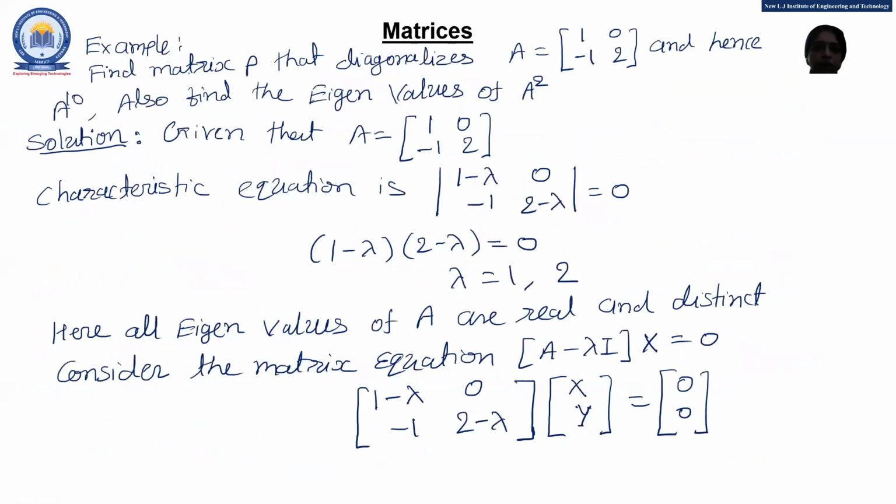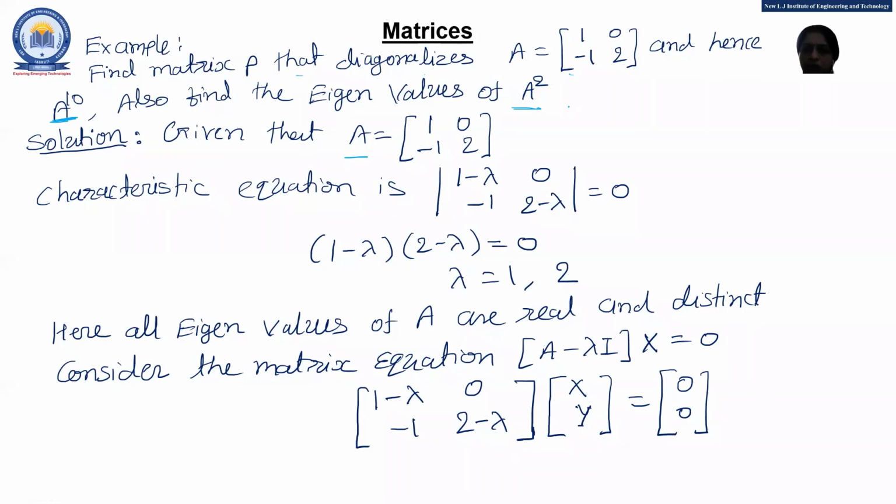See, find the matrix P that diagonalizes this given square matrix. This is a 2 by 2 matrix. Hence find A raised to 10. Also find the eigenvalues of A square. See, let's start. Our given matrix A is a 2 by 2 square matrix.